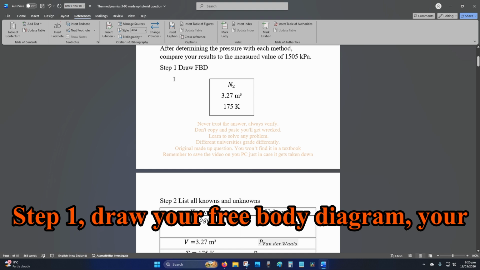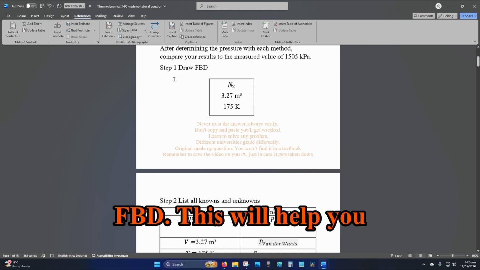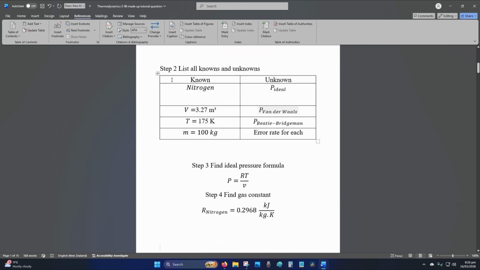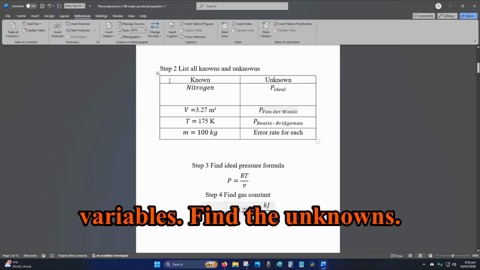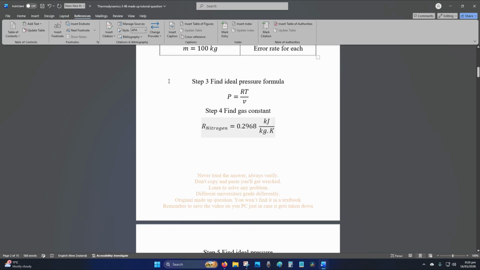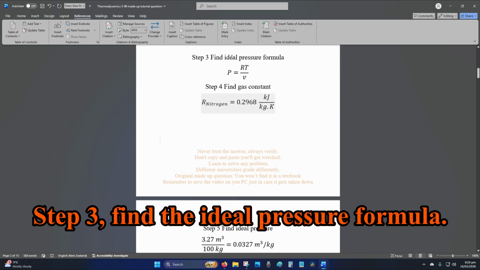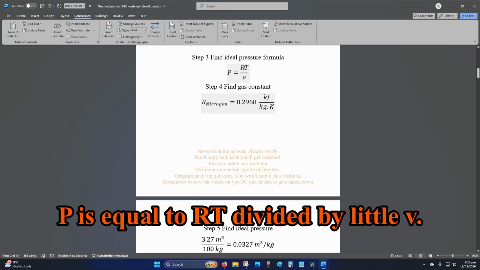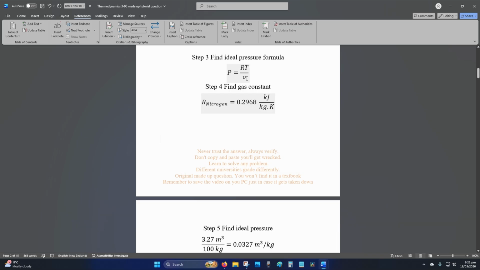Step 1, draw your free body diagram, your FBD. This will help you visualize the problem. Step 2, list all the given variables, find the unknowns. Step 3, find the ideal pressure formula. P is equal to RT divided by little v.